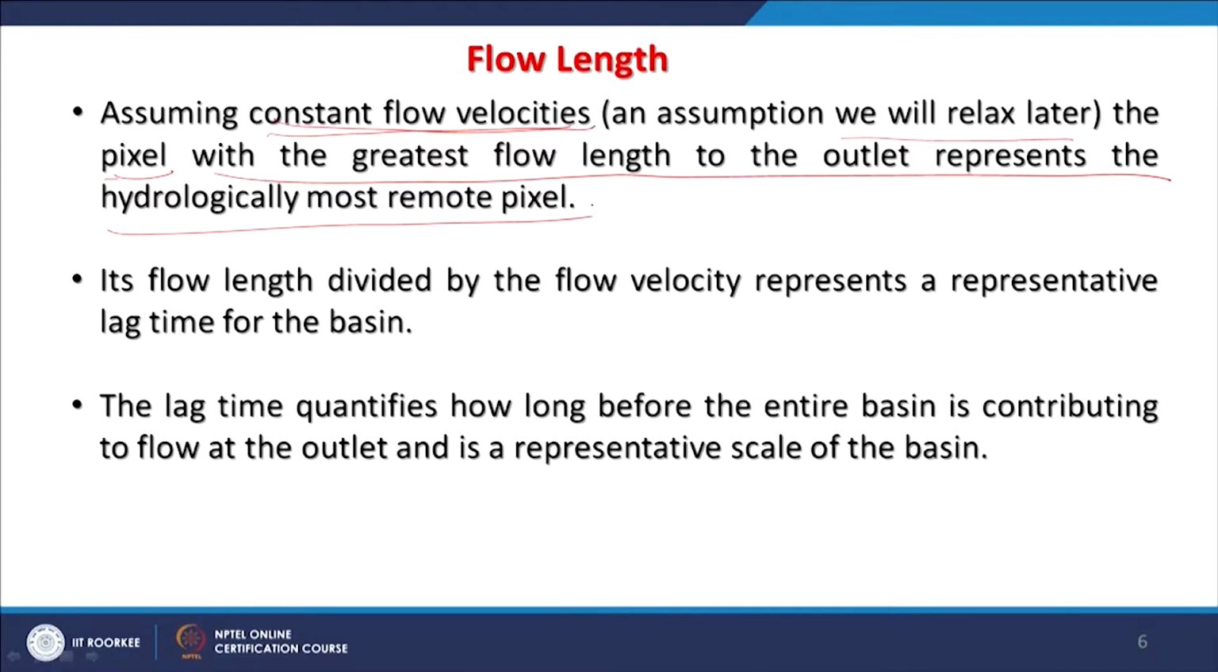the lag time quantifies how long before the entire basin is contributing to the flow, because each drop of water will not reach the outlet at the same time. So, there will be some lag time, and that too can be calculated using flow length.